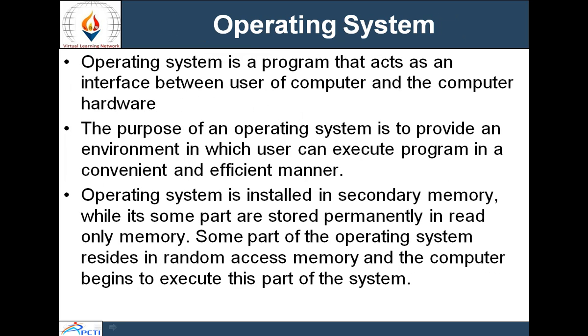Now, operating system. An operating system is a program that acts as an interface between the user of the computer and the computer hardware. The purpose of an operating system is to provide an environment in which the user can execute programs in a convenient and efficient manner. The operating system is installed in secondary memory, while some parts are stored permanently in read-only memory. Some part of the operating system resides in random access memory and the computer begins to execute this part of the system.